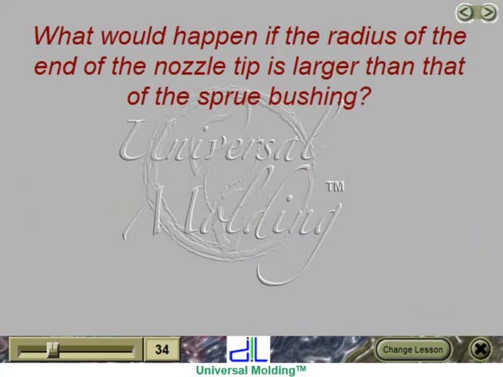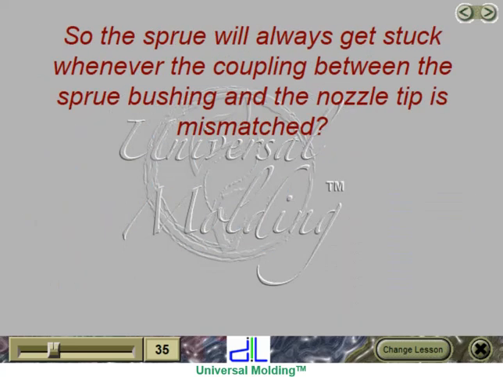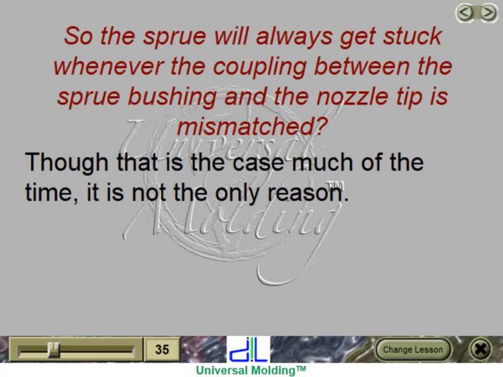ejected. What would happen if the radius of the end of the nozzle tip is larger than that of the sprue bushing? If the radius of the nozzle tip is larger, or if the end of the nozzle tip is deformed, the melt will accumulate inside the spaces and would cause the sprue to be stuck in place. So the sprue will always get stuck whenever the coupling between the sprue bushing and the nozzle tip is mismatched? Though that is the case much of the time, it is not the only reason.